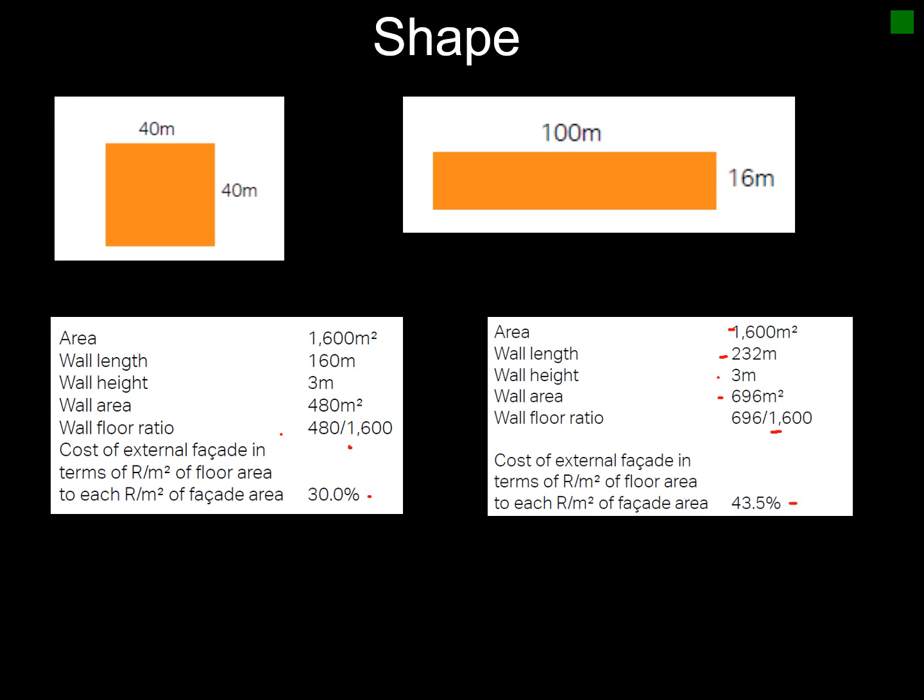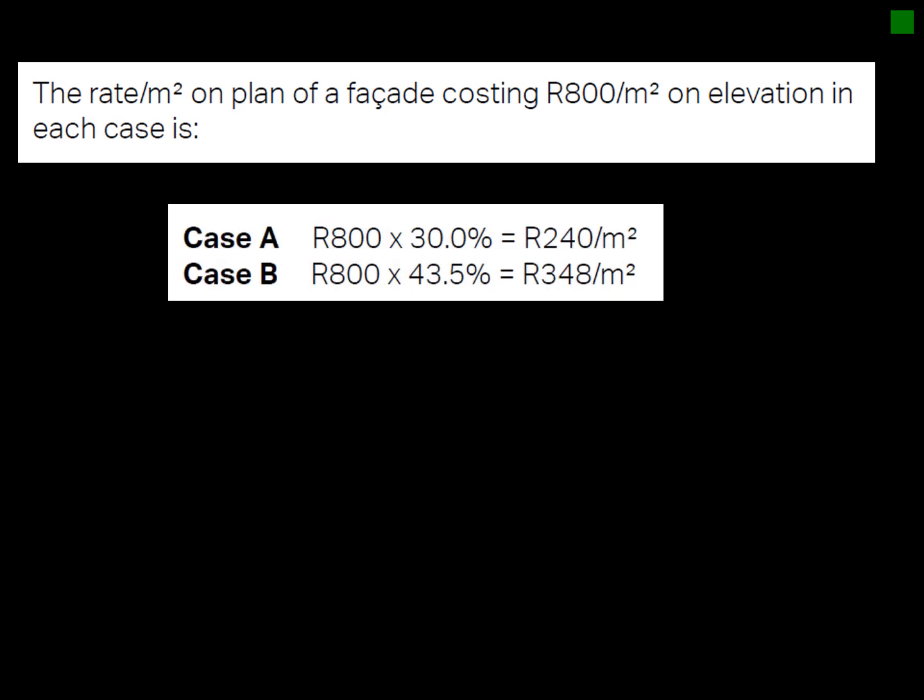But let's look at it in a practical way. In practical terms, the rate per square meter on plan of a facade costing 800 Rand on elevation will work out as follows. You've got 800 Rand per square meter times 50% for your cost ratio. So it works out to 240 Rand per square meter just for your external envelope or your walls.